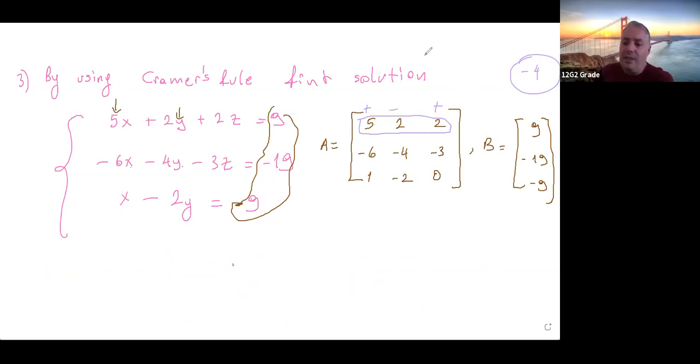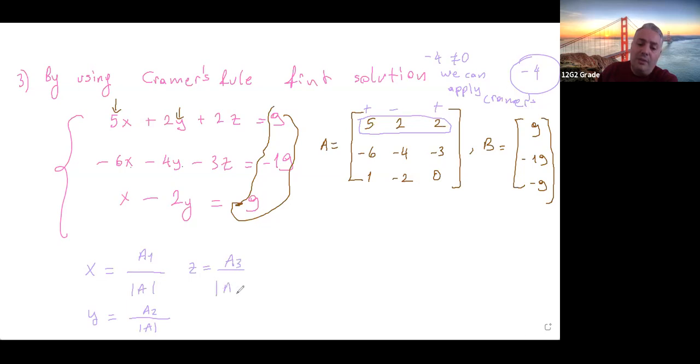When the determinant is different than 0, we can apply Cramer's rule. So what is Cramer's rule? It is this: x is equal to a1 over determinant of a, y is equal to a2 over determinant of a, and z is equal to a3 over determinant of a. Here we can put the determinants, it's fine.